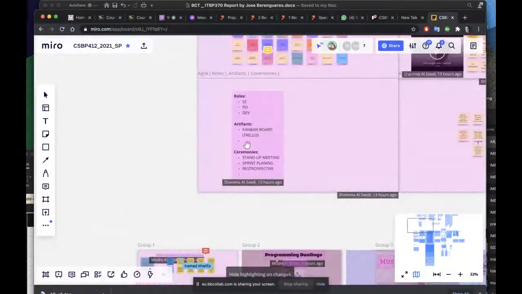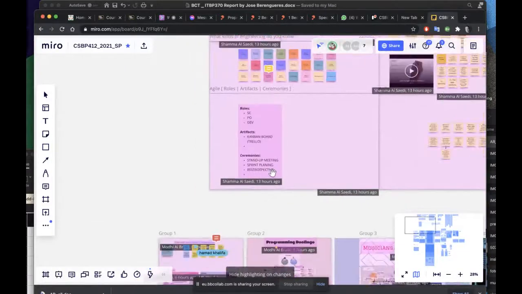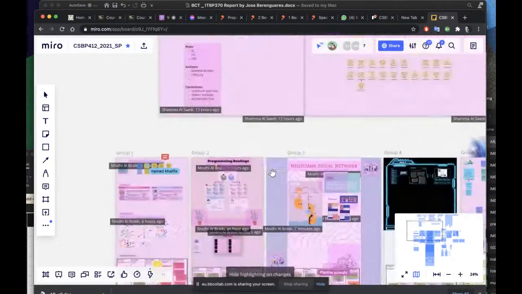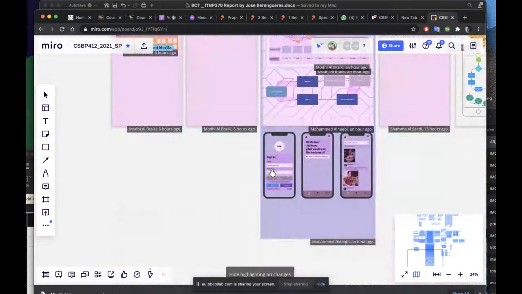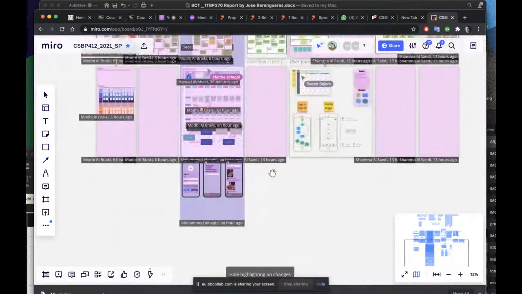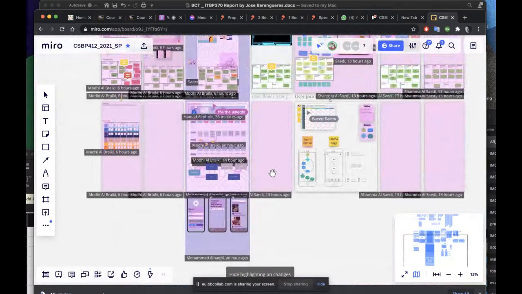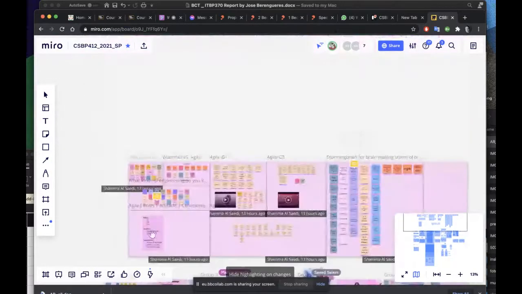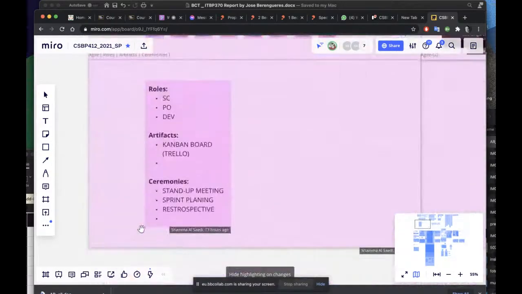Oh great, Shama, thank you for making this tidy, very nice. You're welcome. Thank you, bonus point for you. As we said, this week we introduced these new tools, part of the Agile artifacts. One of them is the Kanban board, and Shama will show you how to do this in Jira and how to use Jira.